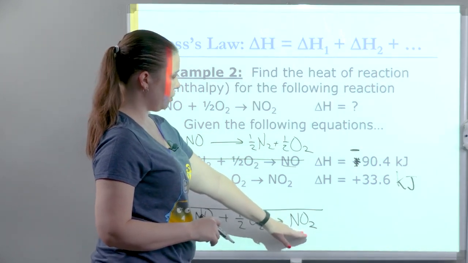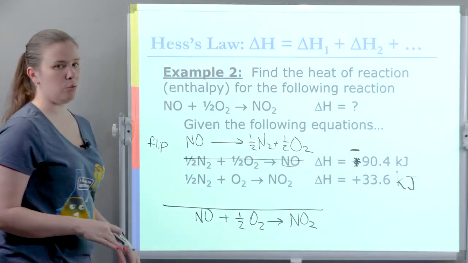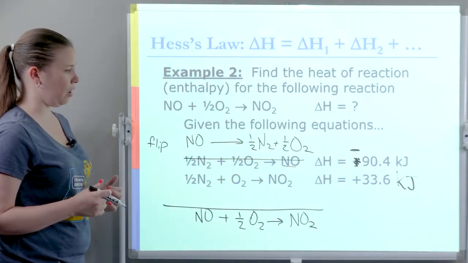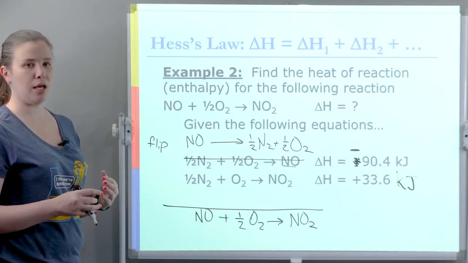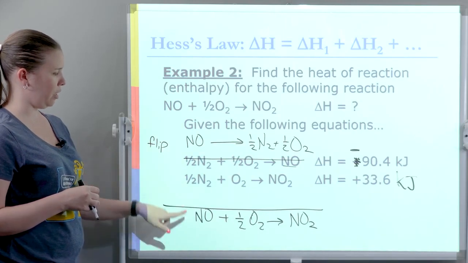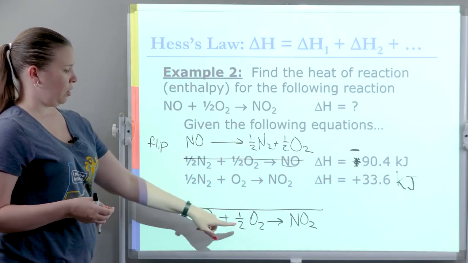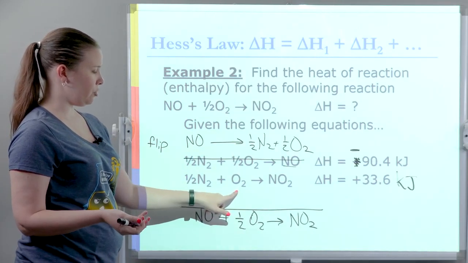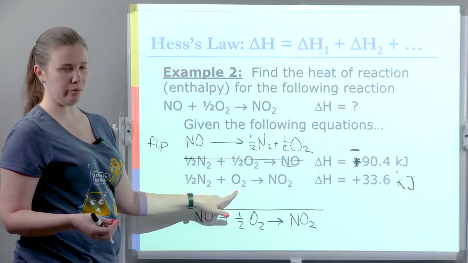And then do I have NO2 on the product side? And I do. So once you make sure you have everything on the correct side, now we can start looking at, do we have the right moles of everything? So I only want 1 mole of NO, which I have. I want half a mole of oxygen, but I have a whole mole of oxygen.